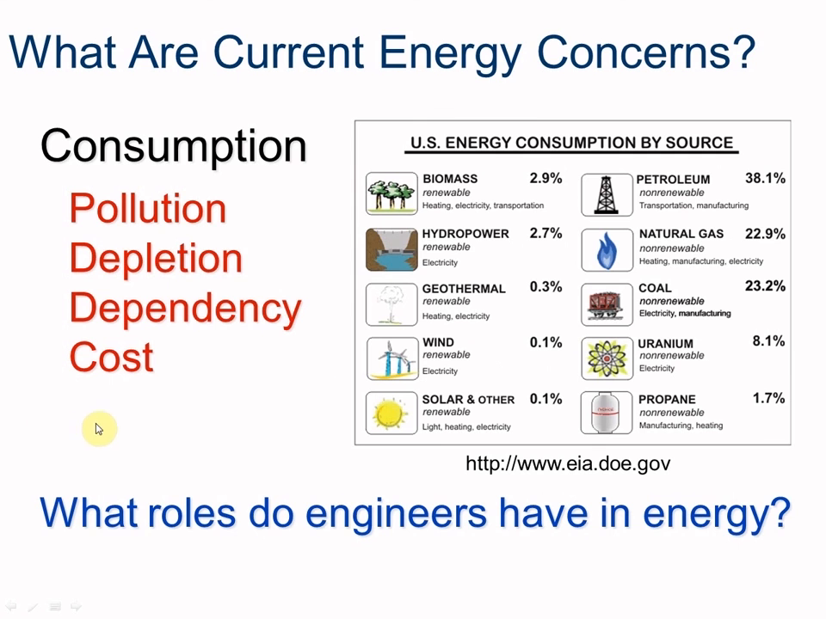All right, so what are current energy concerns? Well, consumption, right? Are we using it up? Are we using it up faster than we can find new sources or replace them with renewable sources? There are also issues of pollution and dependency. Sometimes we get our energy from places in the world that aren't very dependable. Sometimes there's political turmoil caused by the energy that they're selling us. That can cause problems for these people in other parts of the country. And of course, costs. It's very expensive to keep your cars filled up.